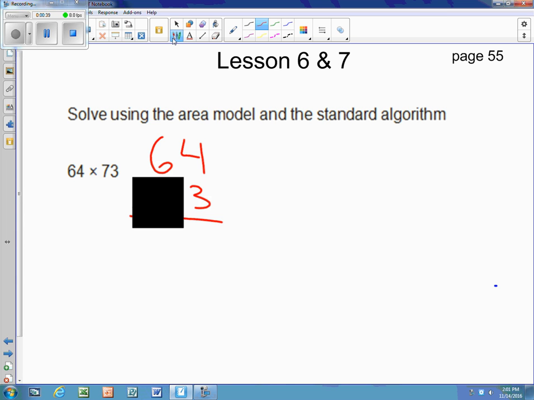So the first thing that we're going to do is we're going to multiply 3 times 4. That's 12. We write it down. We carry the 1 right to the next number. Then we do 3 times 6, which is 18, and we add the 1, which is 19. We put our 9. There's no place to carry the 1. There's no more numbers, so we write it down.